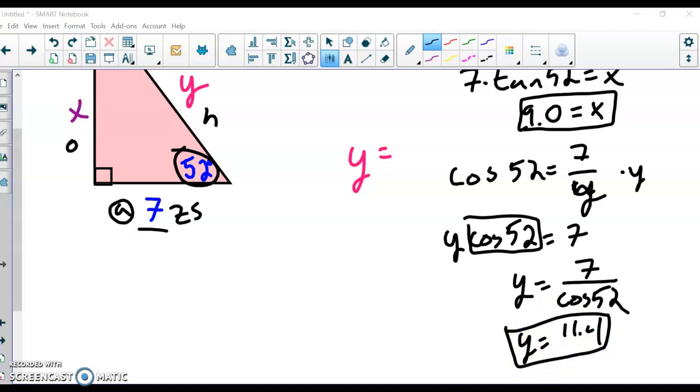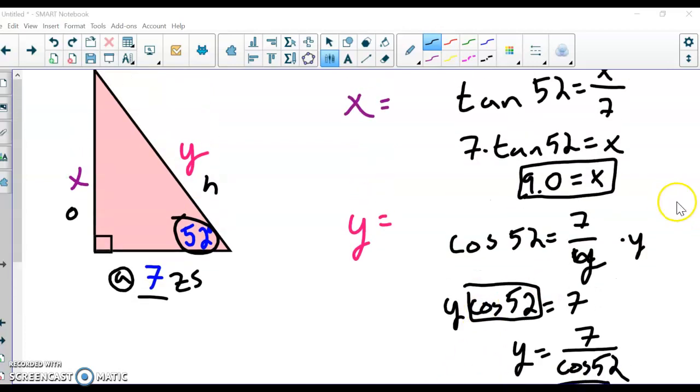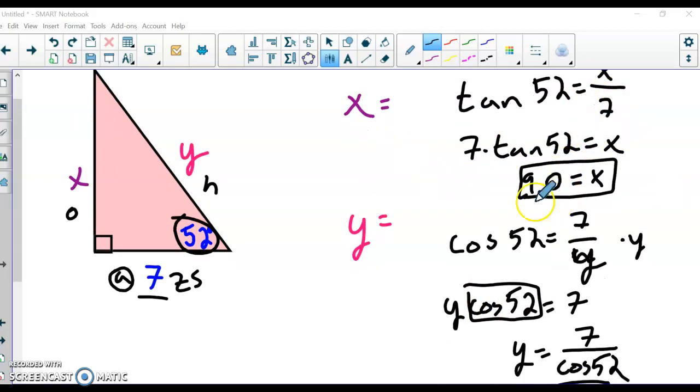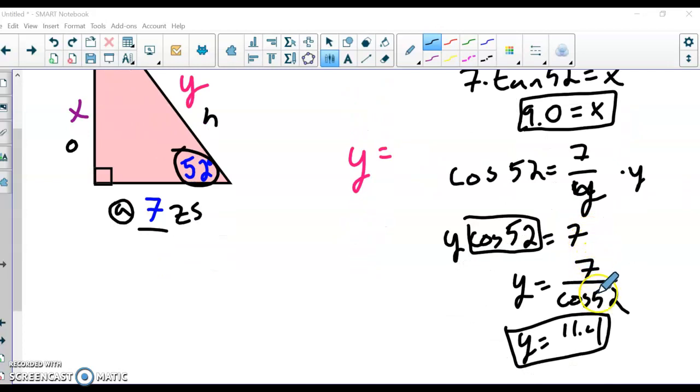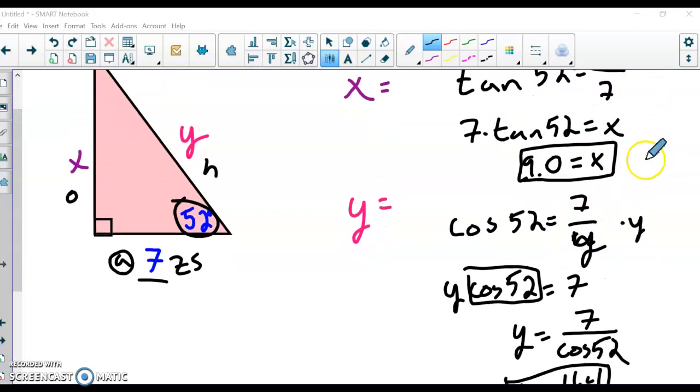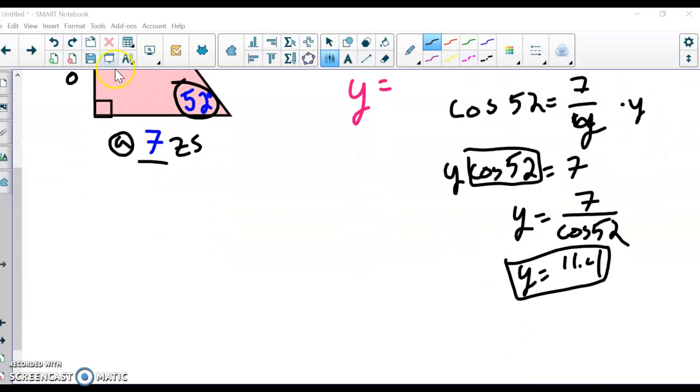So the little trick is that if the variable's on top, you're multiplying by the 7. And if the variable's on bottom, you're dividing by the cosine of 52. That's always going to be the case. Those are the two things we're going to work on.